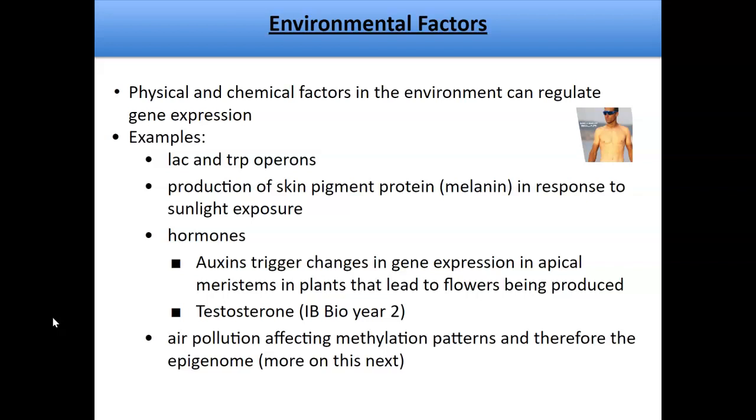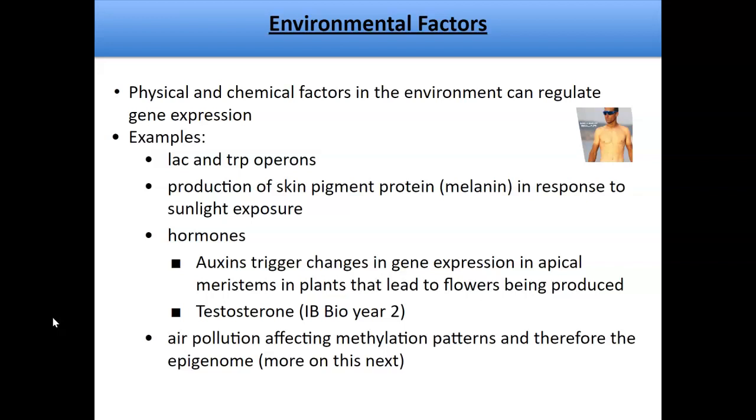An example of something physical that can regulate gene expression is the sun can interact with your skin cells and cause melanin production to be turned on. Melanin is the protein which puts pigment into your skin cells. And so the more exposure to sunlight, that increases the transcription and translation of the melanin protein, and so you will get a tan during this time. Less exposure would decrease that process.